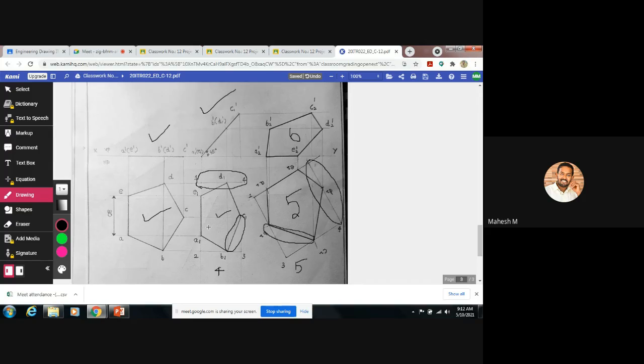Okay. So for this diagram, I will award only 12 marks. If it is a 20-mark question, I will award only 12 marks for this, because the required top view and the required front view is totally wrong. Okay.